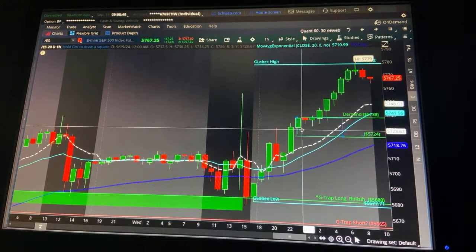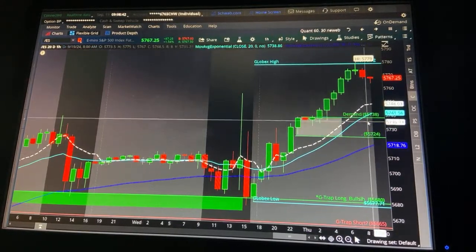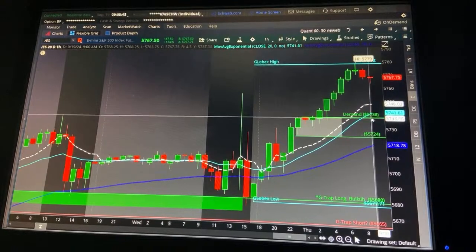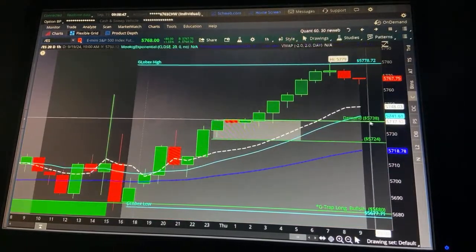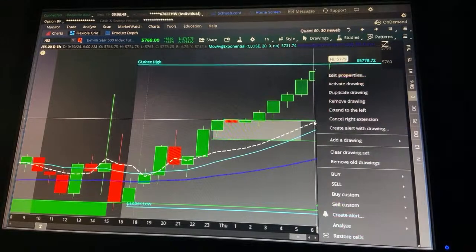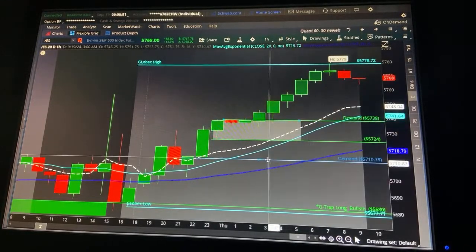All right, in there. And there's also another level down in here. Now this one has some what we call confluence. Okay, that one has confluence. So again, 57.38.